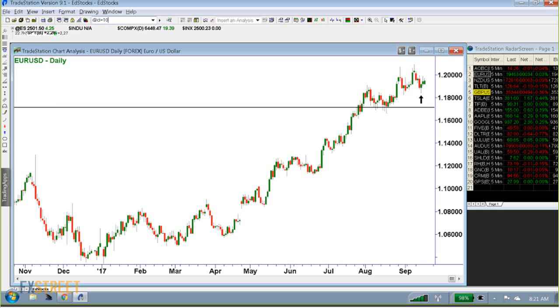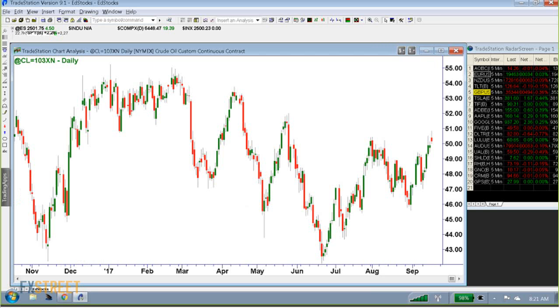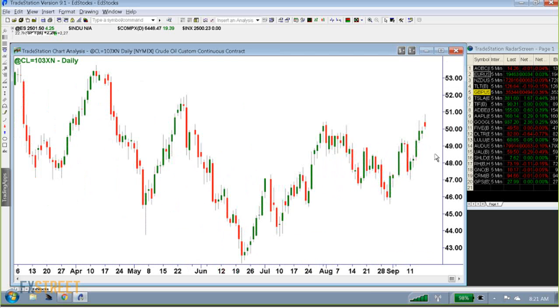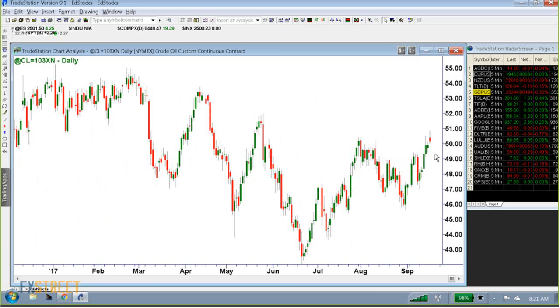We touched 50 today. And you can see we're above 50 right now. First time in a while. We've been above 50, we creep up. And it's unusual to me because, well, the catalyst that finally got us above 50 was the storms, the hurricanes.